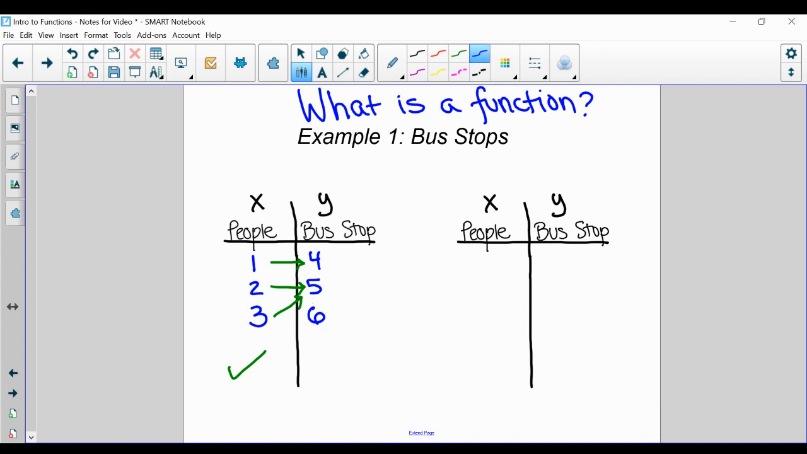Okay. Similarly, if I have person 1, person 2, and person 3, and bus stop 4, bus stop 5, and bus stop 6, person 1 could get off at number 4, person 2 could get off at 5, and person 3 could get off at 5 or 6. This is not a function. If you think about life, it's impossible for a person to get off at 2 different bus stops. So in other words here, every x value has its own y value over here. Over here, every x value does not have its own y value because x has 2 y values, which is not allowed.